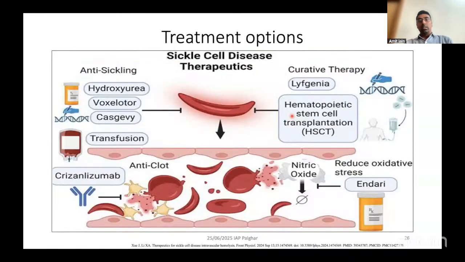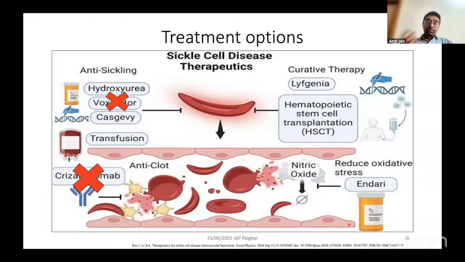So moving on to the treatment options, what are the treatment options available? There is a curative treatment option, and there is pharmacological treatment. Initially we had four options available: hydroxyurea, voxelotor, Endari or L-glutamine, and crizanlizumab. But recently, voxelotor and crizanlizumab have been removed from the list of treatments because of not showing response or because of safety issues. So the options that remain are hydroxyurea or L-glutamine.